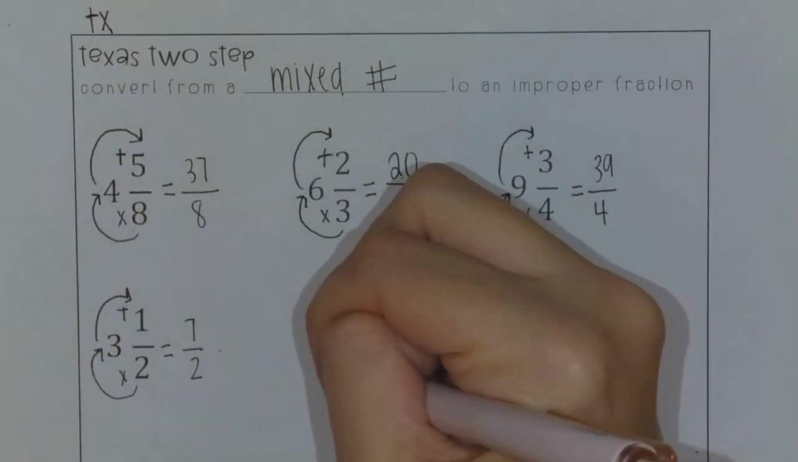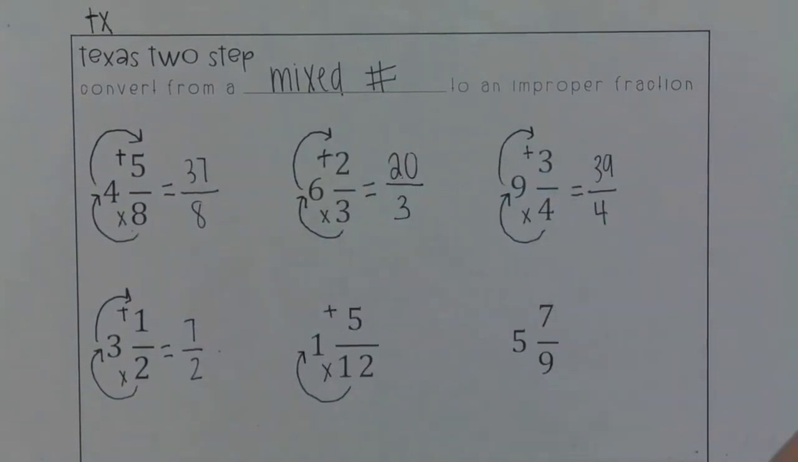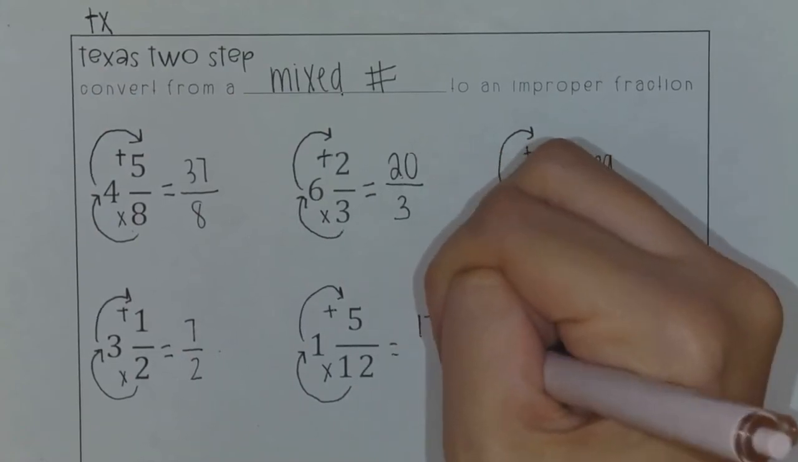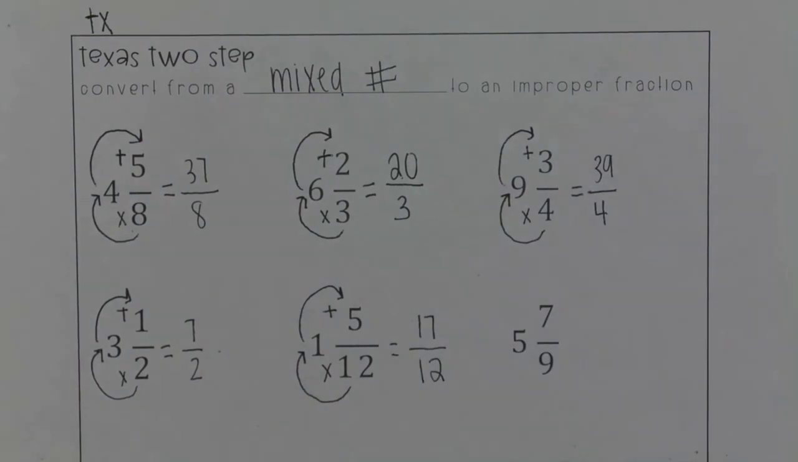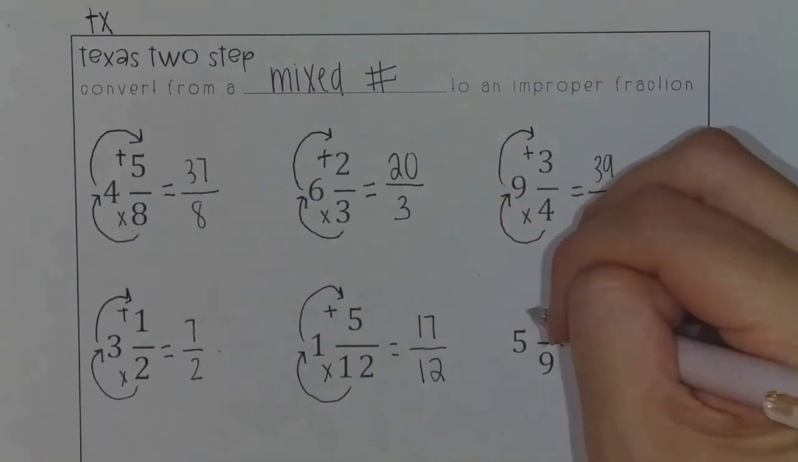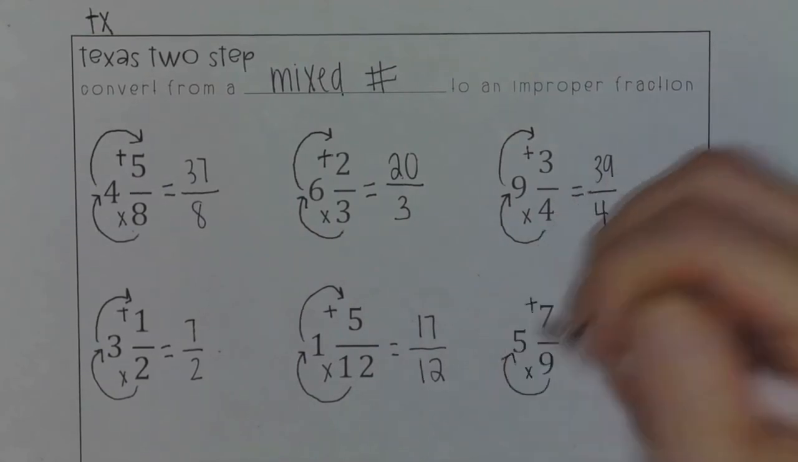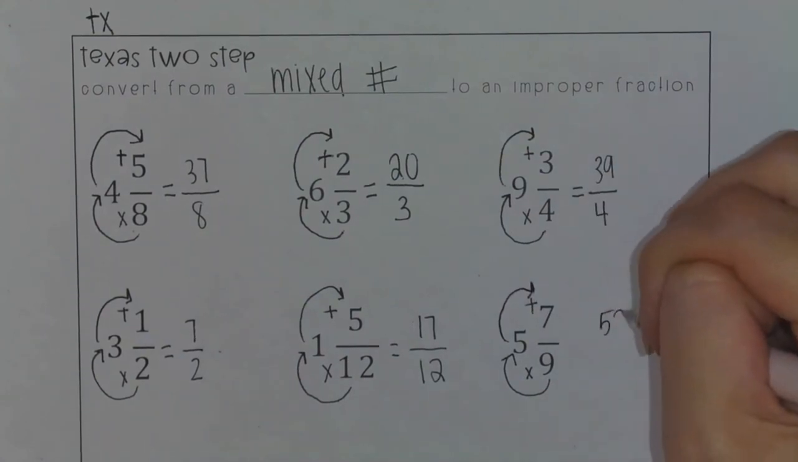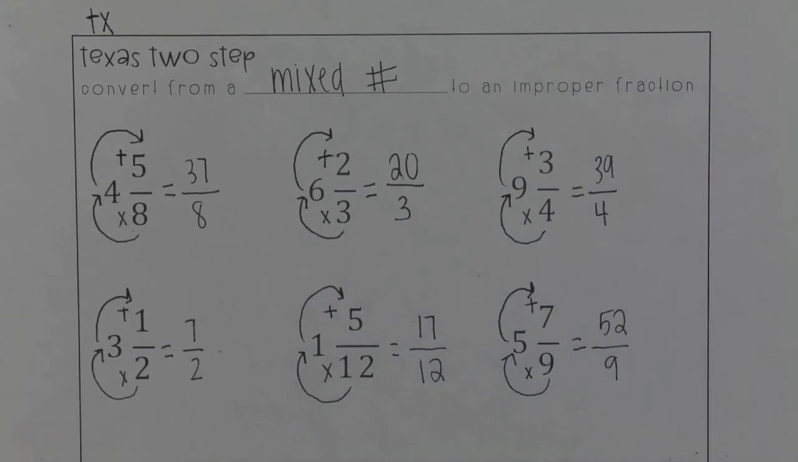Next one, let's write my Texas two-step. So step 1 is 12 times 1, which gives me 12, plus 5 more, which gives me 17 over, my denominator stays the same, so 17 over 12. Last one here, if I do my Texas two-step, I have 5 times 9, which gives me 45, plus 7, which gives me 52 over 9. So 52 over 9 is just 5 7/9, but in improper form.